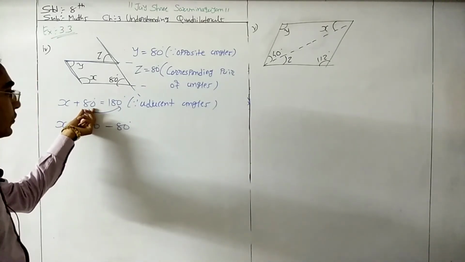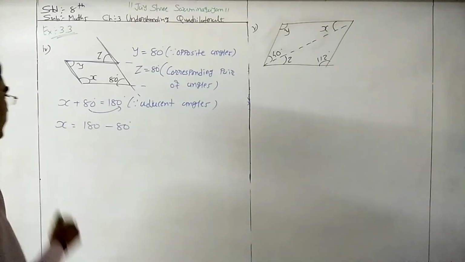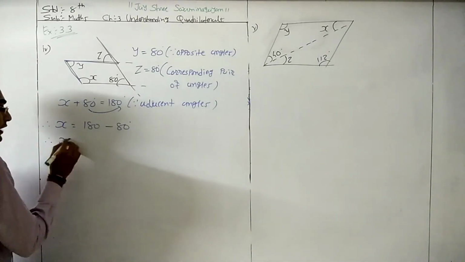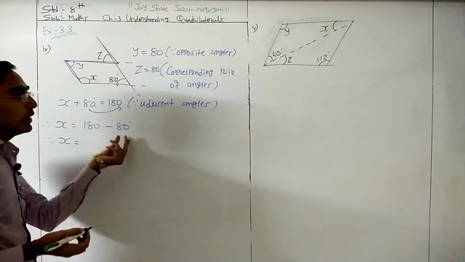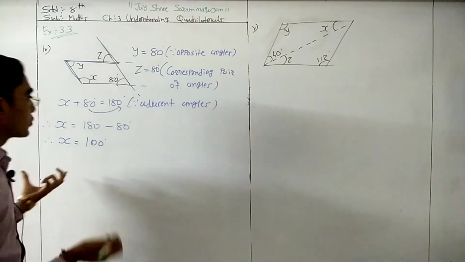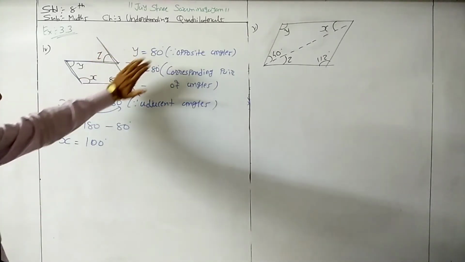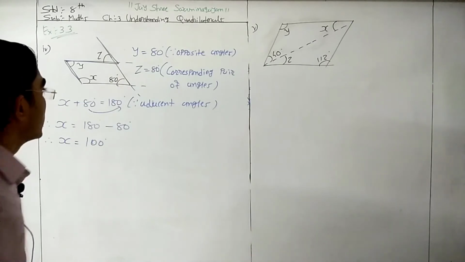If we transfer this plus 80 degree to the right hand side, it becomes minus 80 degree. So here x is equal to 180 degree minus 80 degree, 100. So the value of x is equal to 100. So x is equal to 100, y is equal to 80 degree, z is equal to 80 degree.